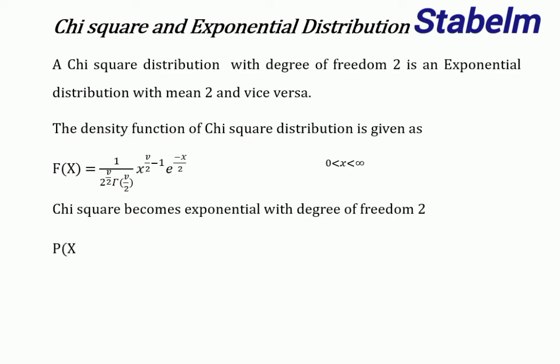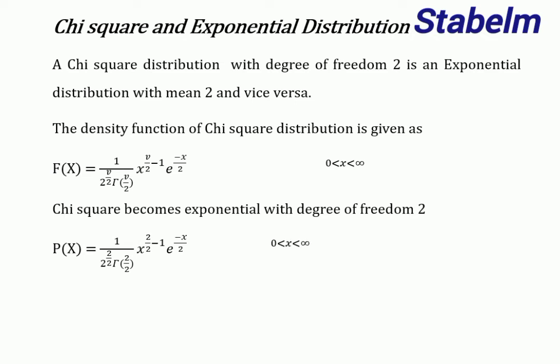So p of x equals 1 divided by 2 raised to power 2 over 2, gamma of (2 divided by 2), x raised to power 2 over 2 minus 1, exponential raised to power minus x divided by 2. We still have our interval x greater than 0, less than positive infinity.